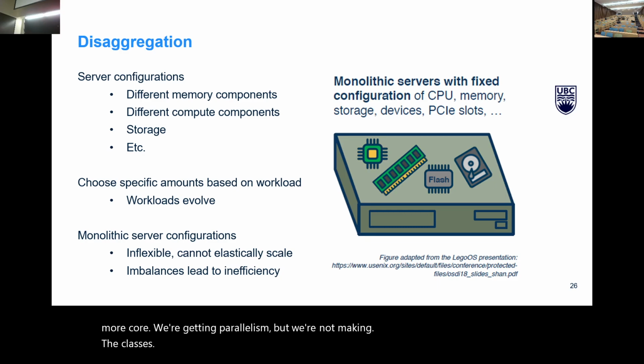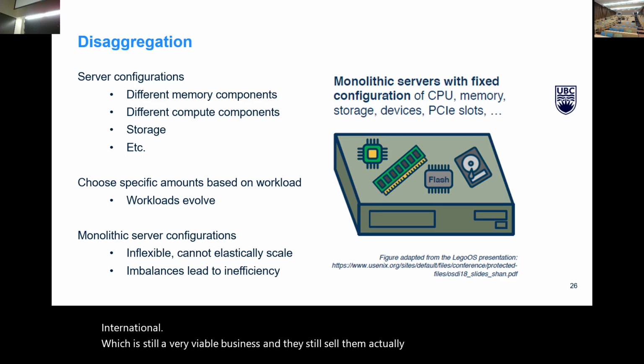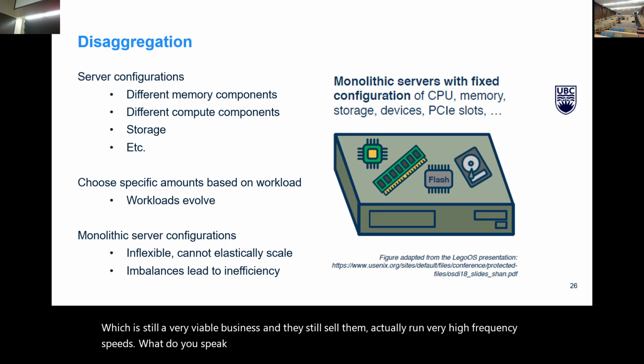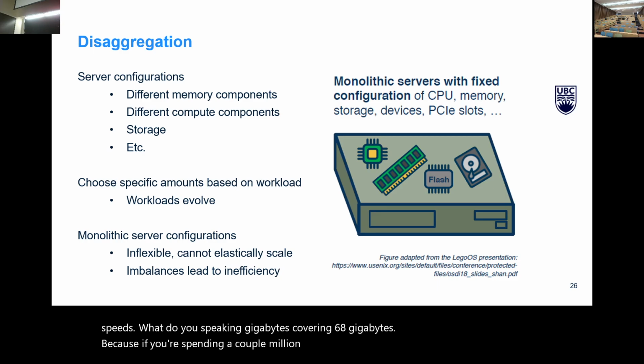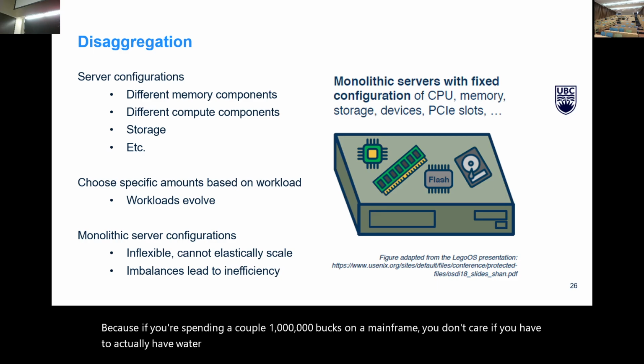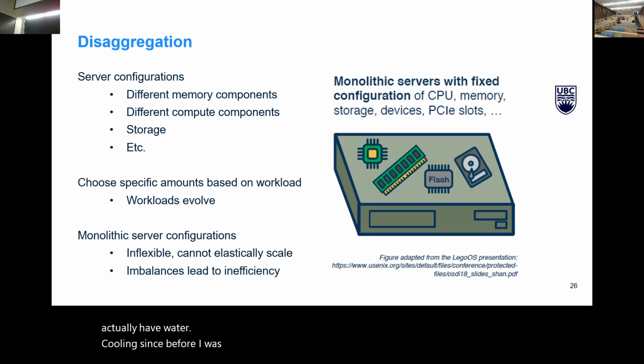are at IBM. Yeah, I just did a double take there. IBM's mainframes, which is still a very viable business and they still sell them, actually run very high frequency CPUs, in the 6 to 8 gigahertz range. Because if you're spending a couple million dollars on a mainframe, you don't care that you have to have water cooling in it. IBM's been doing water cooling since before I was born, and that was a long time ago.